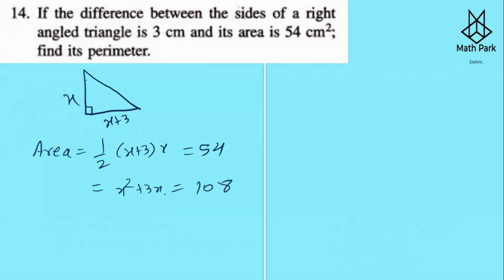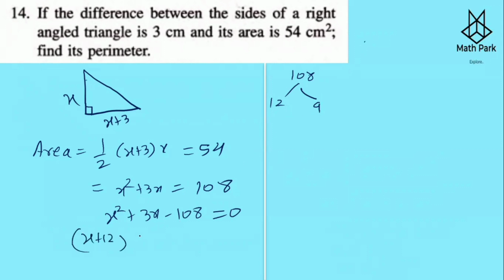So let us bring this 108 here. We get x square plus 3x minus 108 is equal to 0. So find the factors of 108 such that the difference is 3. 12 times 9 is 108, and 12 minus 9 is 3. So the factors are going to be x plus 12 and x minus 9 is equal to 0.